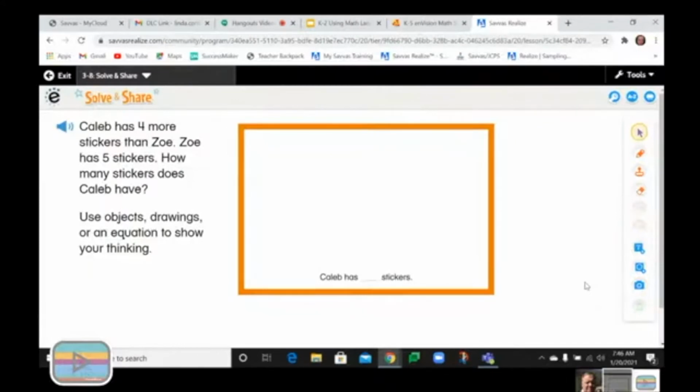The first read, I'm just going to play this. Caleb has 4 more stickers than Zoe. Zoe has 5 stickers. How many stickers does Caleb have?